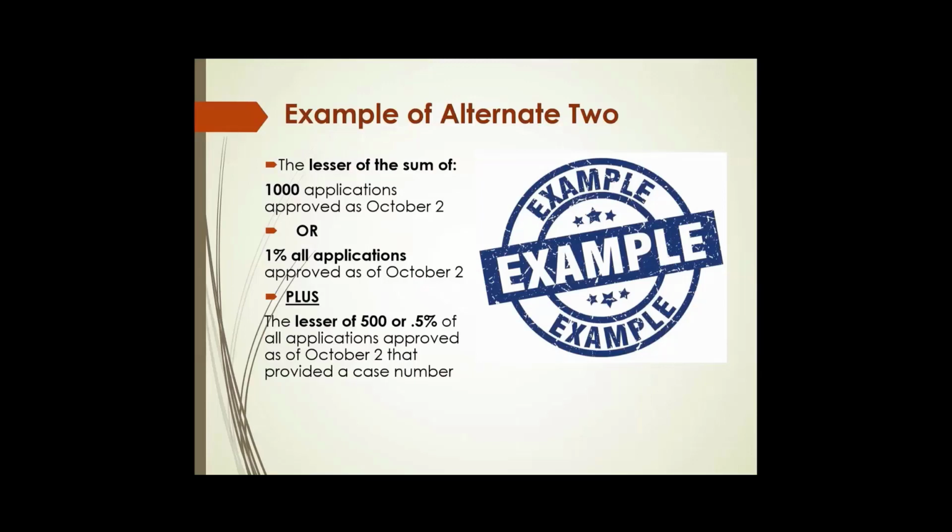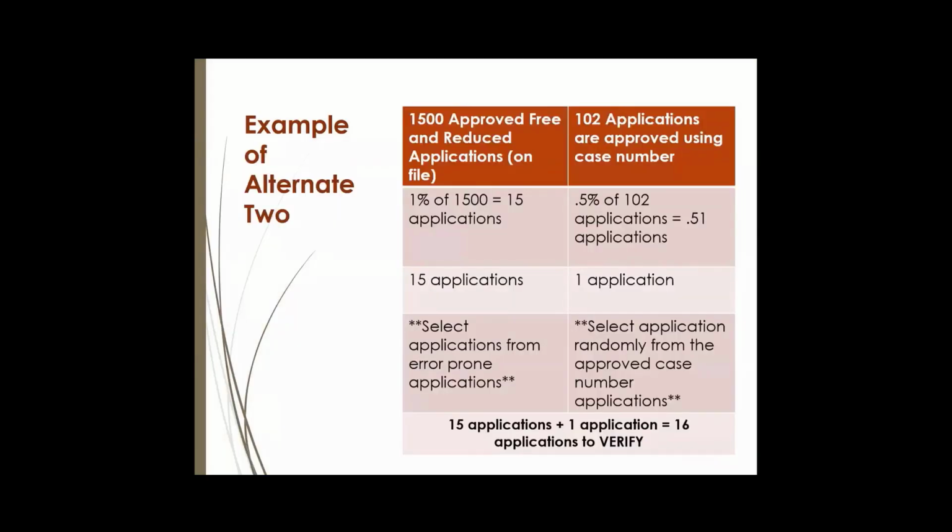So let's look at an example. The SFA has 1,500 approved free and reduced applications on file. And remember, this includes those with case numbers, as is all approved applications. 1% of 1,500 would be 15. So the number to verify is 15 applications, and we're going to select those 15 applications from error-prone applications.